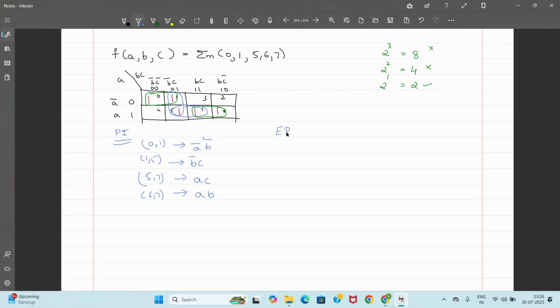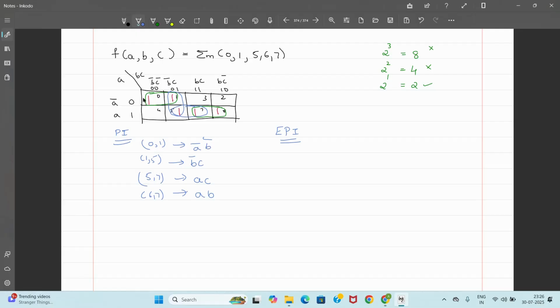Now, out of these four prime implicants, which are essential, which are very much required? For that, I've told you the definition of an essential prime implicant. An essential prime implicant is a group which has at least one cell which is unique to that group, and it cannot be combined with any other group in the map. So let me consider the first one, that is 0 comma 1.